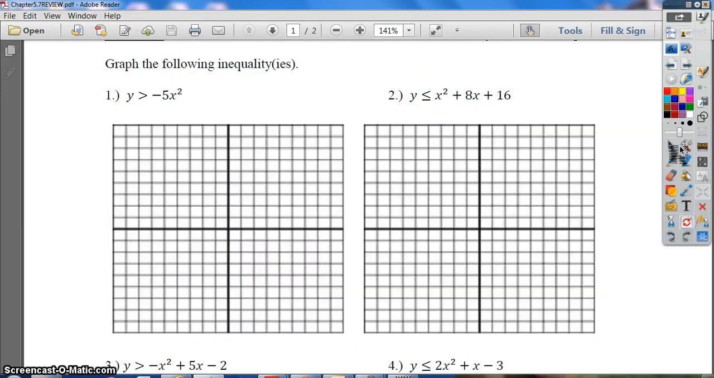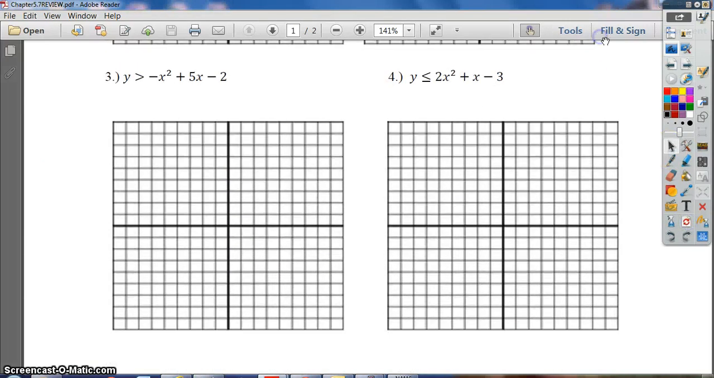All right, let's go down to 3 and 4. Go in green. So A is -1, B is 5, C is -2. I'm going to have -5 over 2 times -1, which is 2.5. So my x here is 2.5. So 2.5 is going to be my vertex.